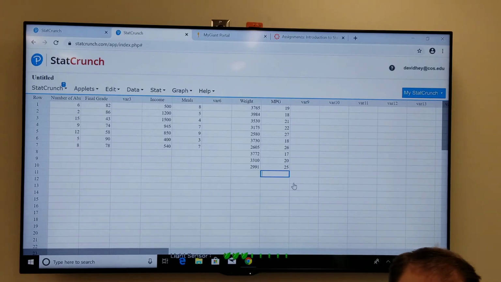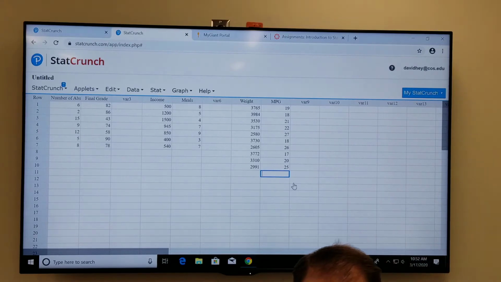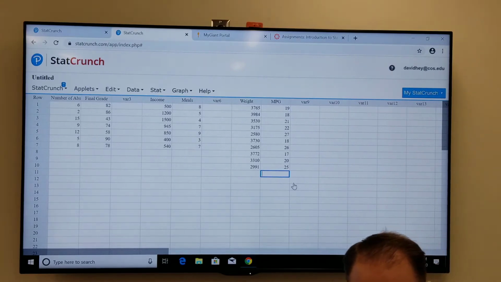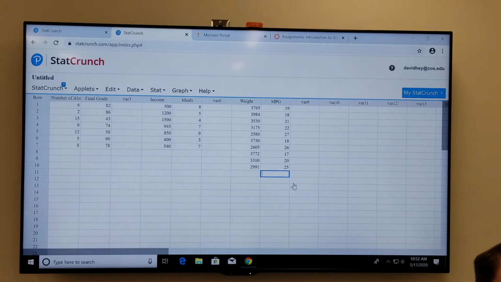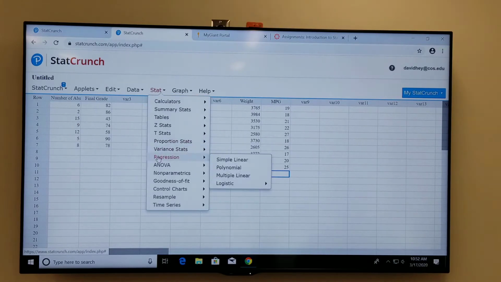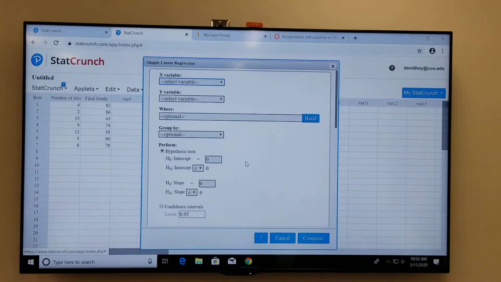So if you're looking at your notes, we're supposed to draw a scatter plot, find the linear correlation coefficient, and find the least squares regression equation. So rather than doing each one of those things individually, I'm just going to do them all at once by going to Stat, Regression, simple linear. We want to compare the weight and the miles per gallon. You don't have to change anything else. Just go ahead and hit compute.